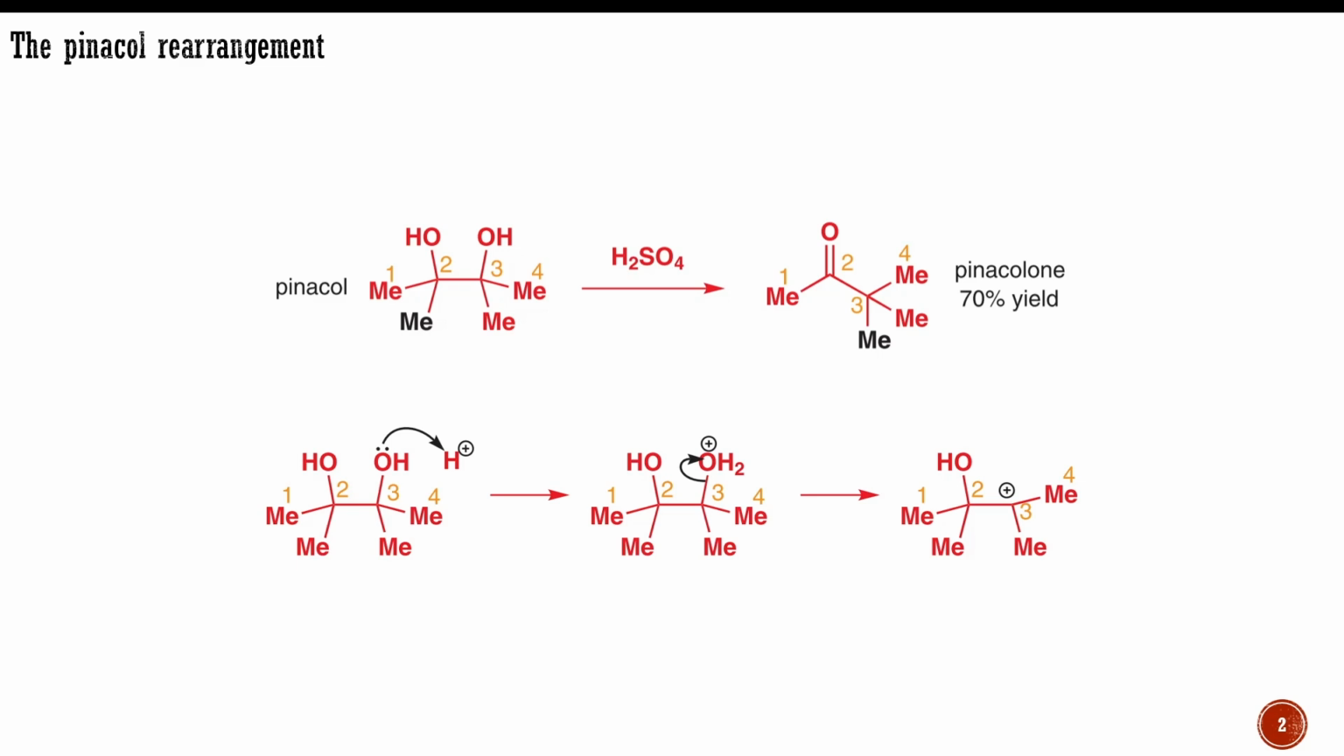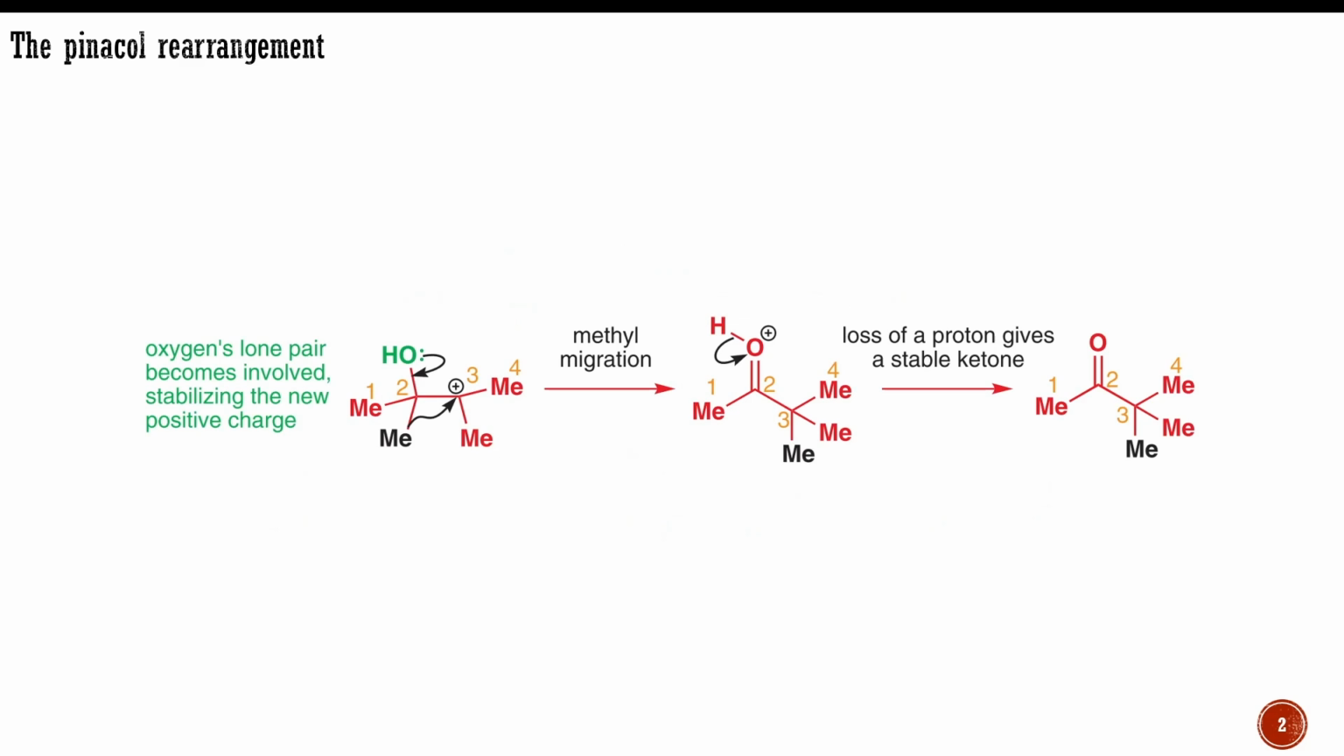You now know that carbocations rearrange by alkyl shifts to get as stable as they can be. But this carbocation is already tertiary, and there is no ring strain. So why should it rearrange? Well, here we have another source of electrons to stabilize the carbocation, lone pairs on an oxygen atom.